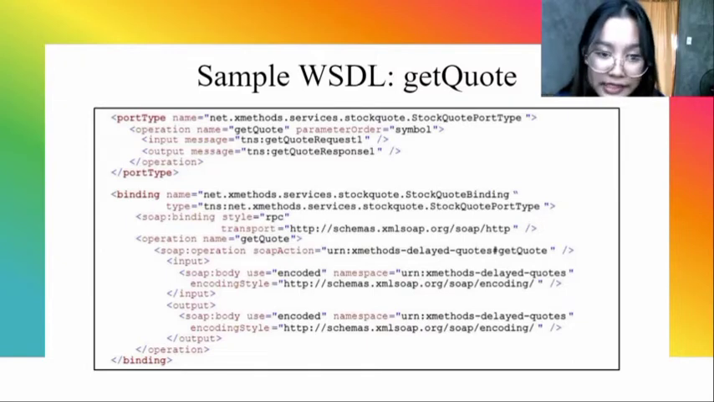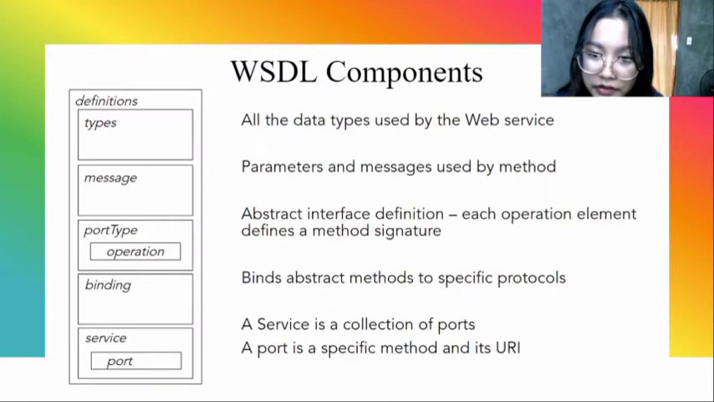So the next one is the binding. The binding element provides specific detail on how a port type operation will actually be transmitted over the wire. Binding in simple terms is the information which the client application uses to actually bind itself to the web service. Once it's actually bound to the web service, it then has the ability to call the various operations that are exposed by the web service.